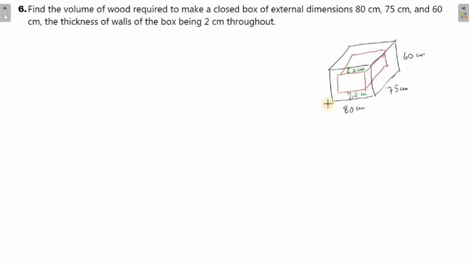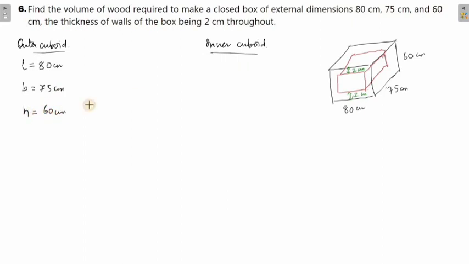Now if I ask you what will be the dimension of the inner one, what do you need to do? Let's see. We have two cuboids, as I said. So we will write outer cuboid, and we have got inner cuboid. Now for the outer cuboid, what are the things given? Your length is given to be 80 centimeter, breadth is given to be 75 centimeter, and height is given to be 60 centimeter, right?